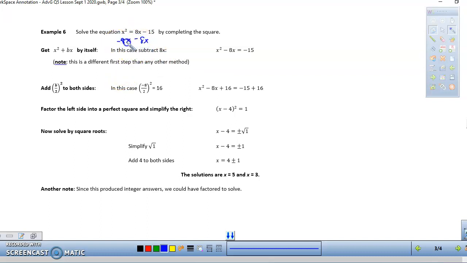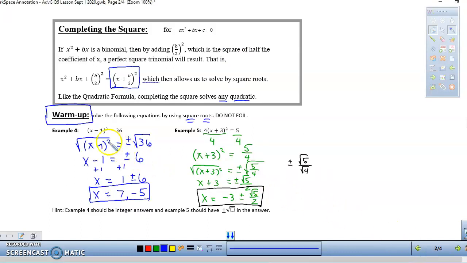Subtract 8x, and you end up with x squared minus 8x equals 15. What we are going to do is then, notice this is just a number. Don't be afraid that's a negative right now. We are going to take this binomial, x squared minus 8x, and we are going to complete the square. Okay, and we're going to get it back into this form here from like example 4.